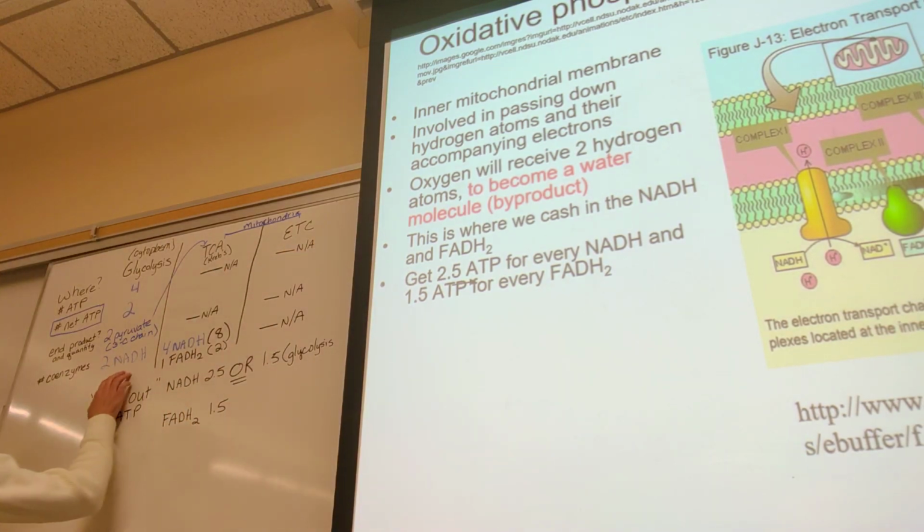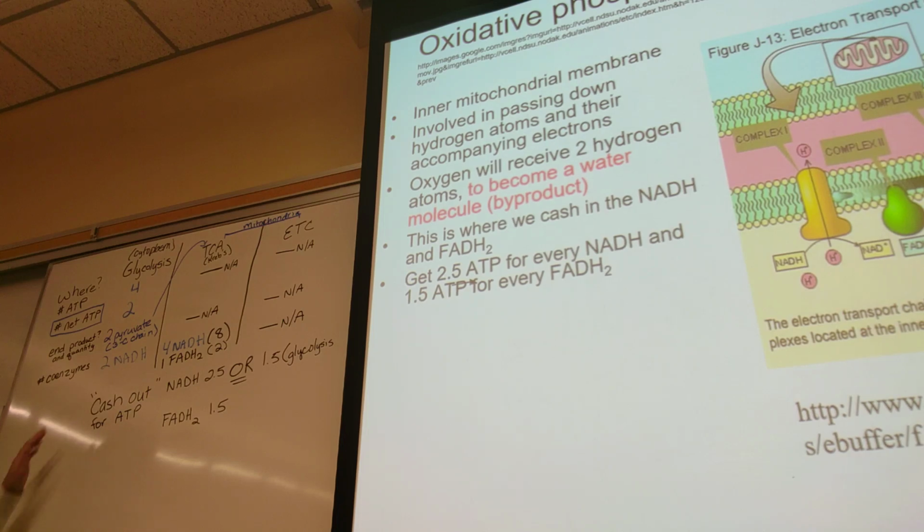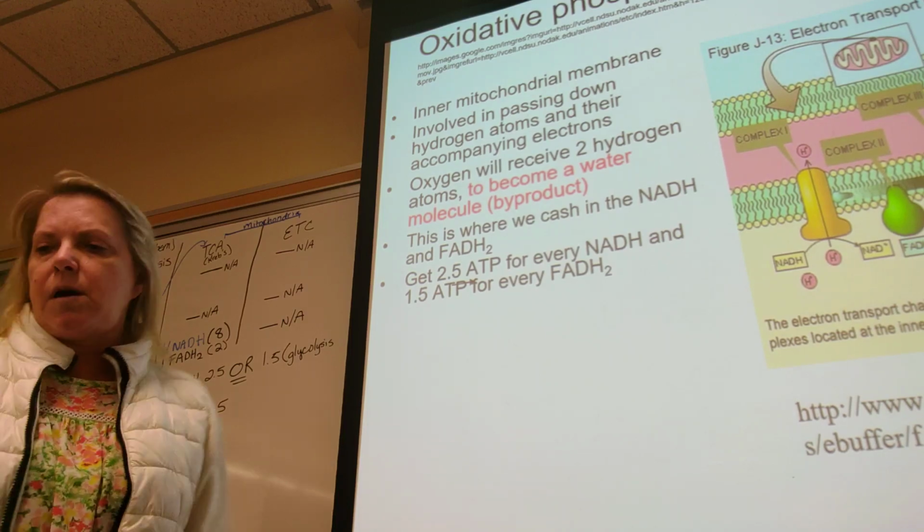Now there's a caveat here though. These two NADH that were made way out in the cytoplasm, they have to cross the mitochondrial membranes, plural. And when they cross the mitochondrial membranes, they lose some of their energy. And so these two will cash out at 1.5, not the full 2.5. Get lower energy value because they came from the cytoplasm. So let's tally this all together.